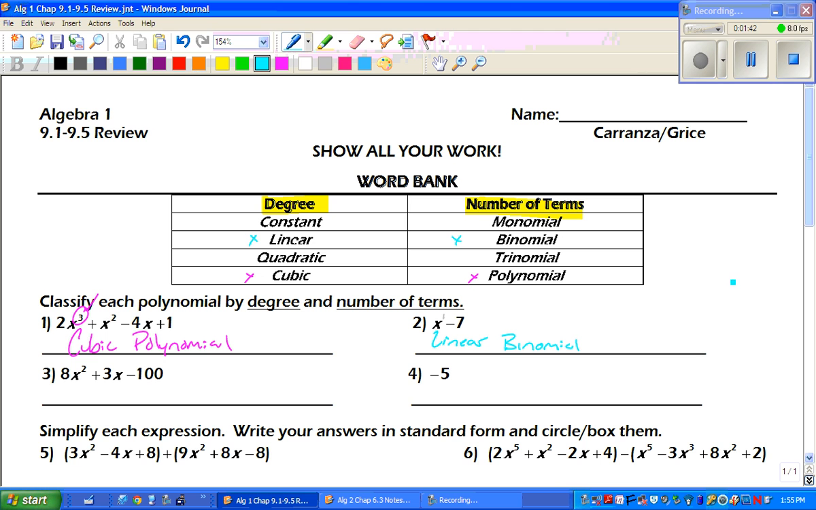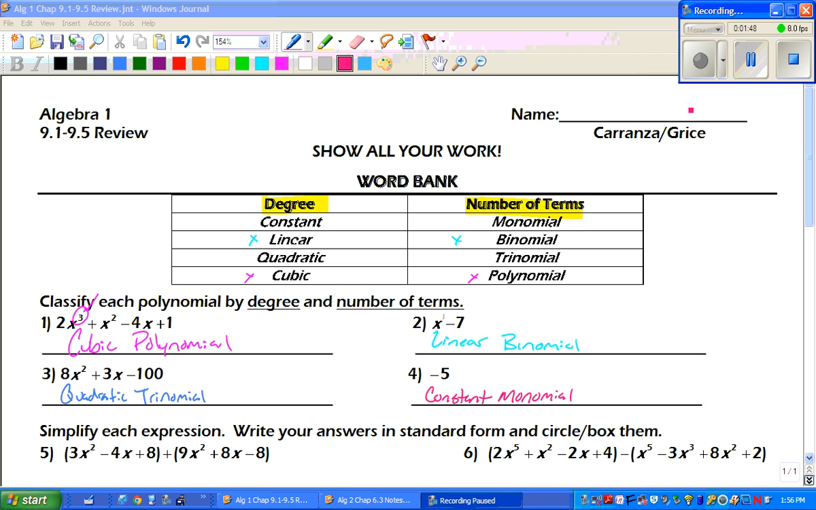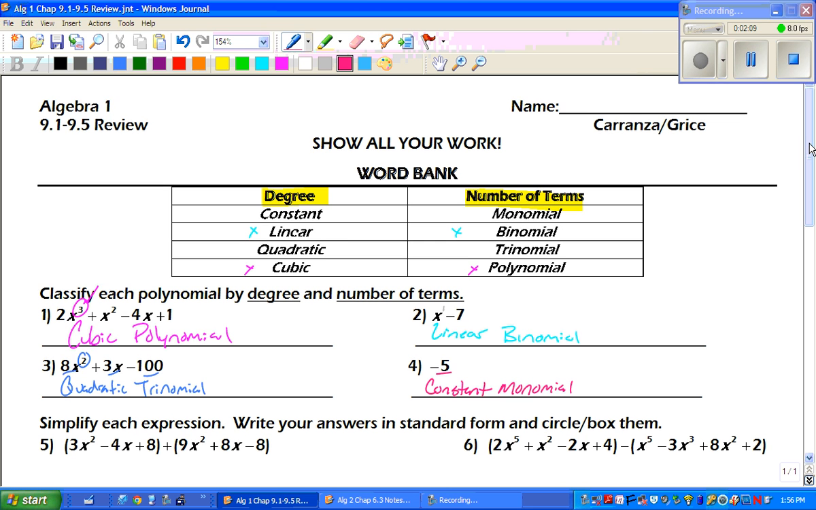Why don't you guys pause the video and try the next two on your own. Okay, and there's 3 and 4. It's a quadratic, and there's 3 terms, so it's a quadratic trinomial. And then there's only one term, which means it's constant because there's no variable attached to it. And since there's only one term, it's a monomial.